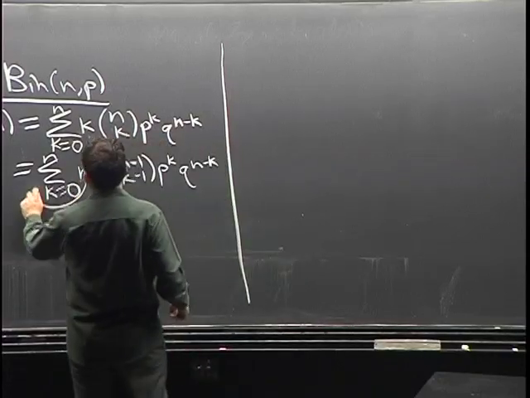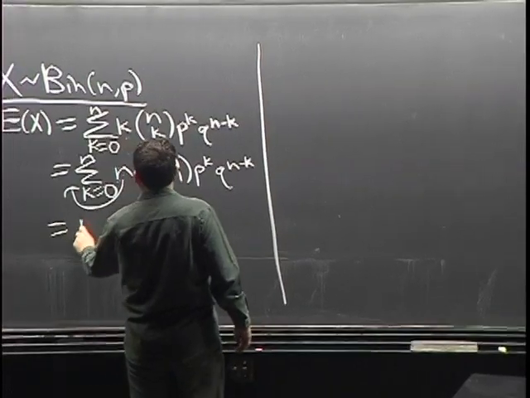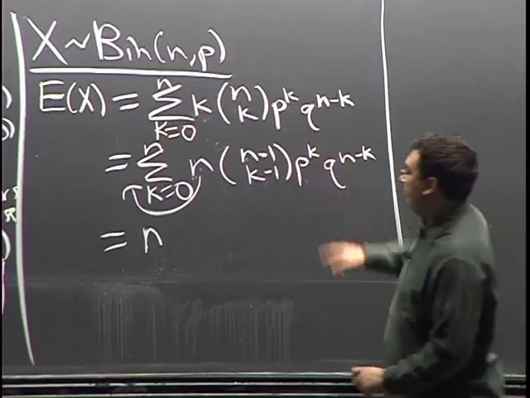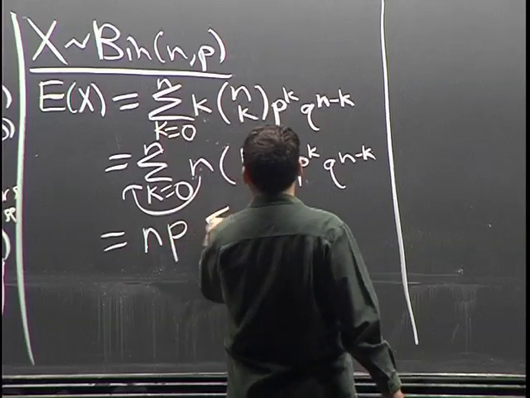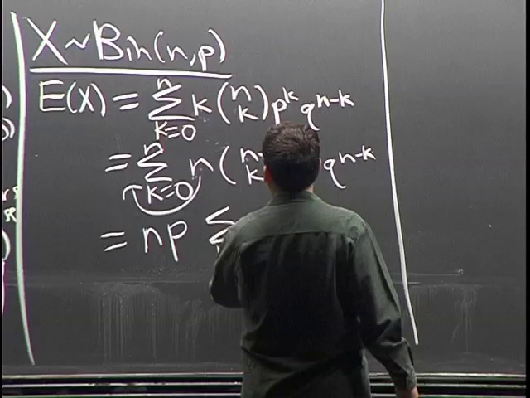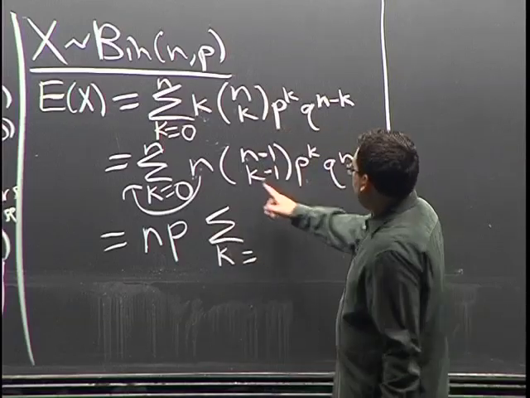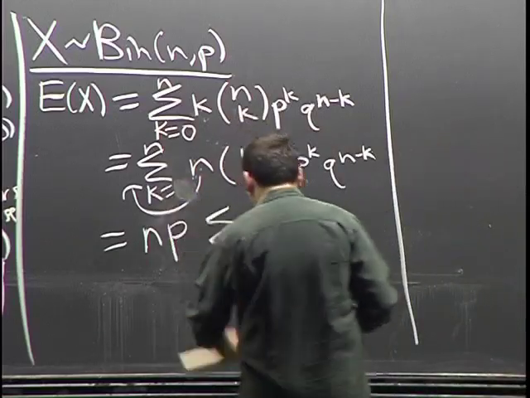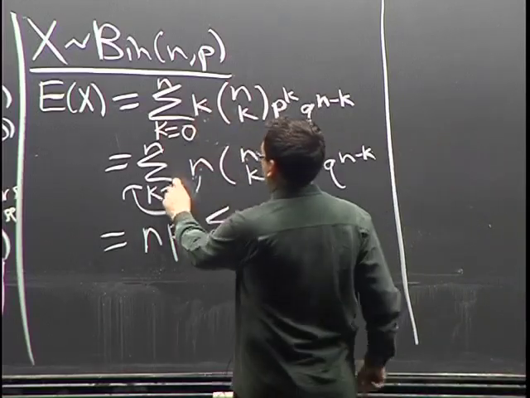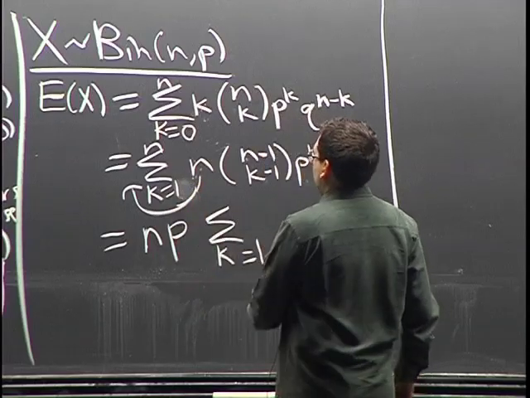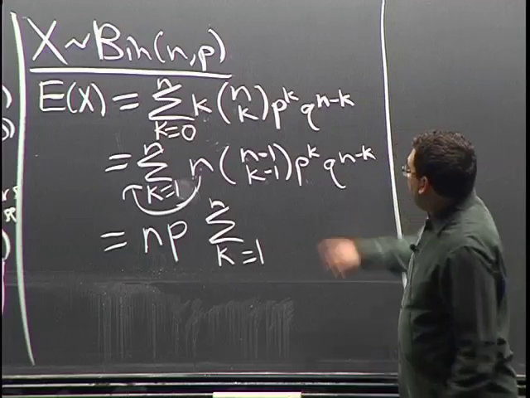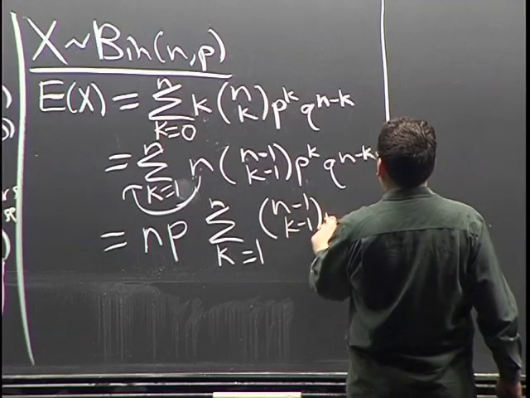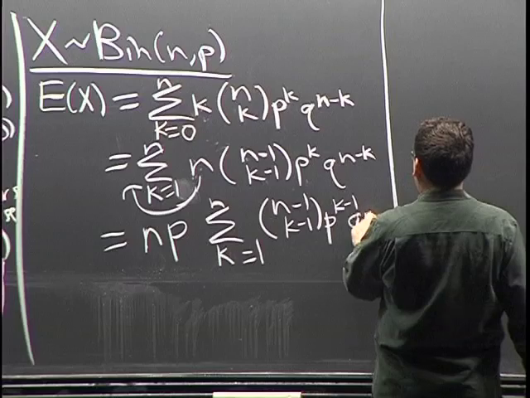So we can take out the n, and let's also take out one of these p's so that I can make k minus 1 and k minus 1 match up. So we're going to take out np times the sum, k equals, let me actually start this sum at 1 rather than 0. It doesn't change anything because if k is 0, it's 0, so that term doesn't do anything. So I'll start it at 1. And then just whatever's left over: n minus 1 choose k minus 1, p to the k minus 1, q to the n minus k.